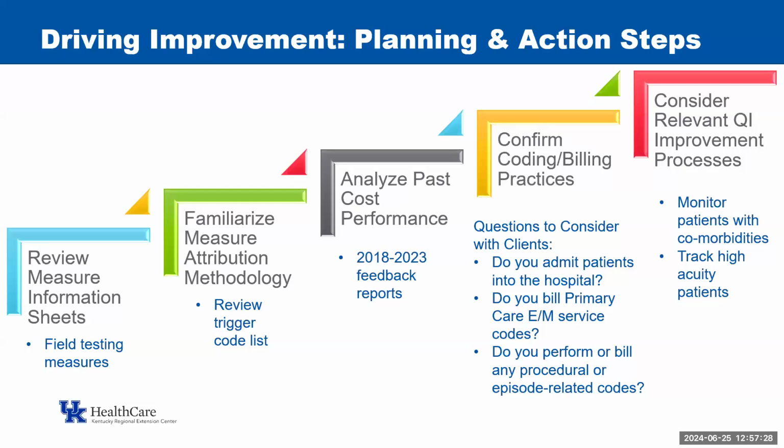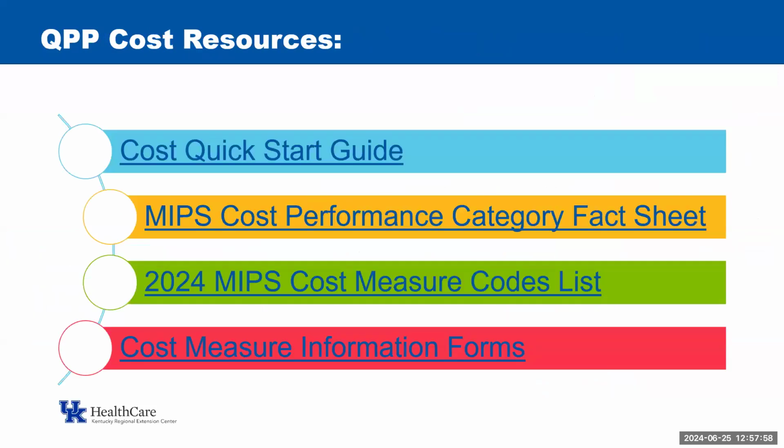Again, you want to look at your measure attribution. You want to review any of those trigger codes that could bring that patient into your denominator, looking at your cost performance, confirming your billing practices. Are your providers admitting patients? What are the primary care services that you're billing for? What kind of procedures and episodes would you potentially bill for in your tax ID? And then again, monitoring your high risk, high acuity patients and tracking them through the system.